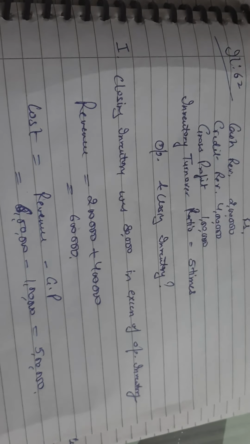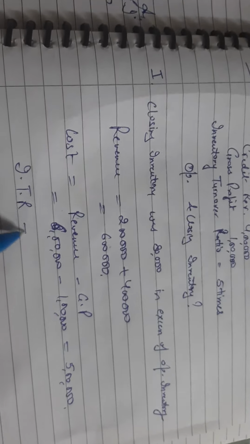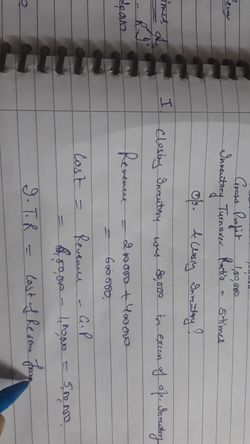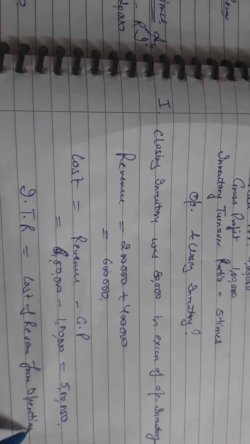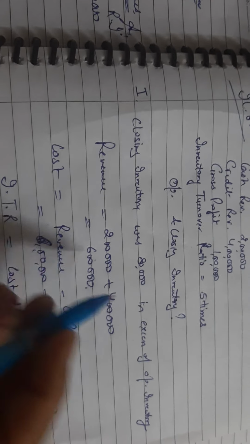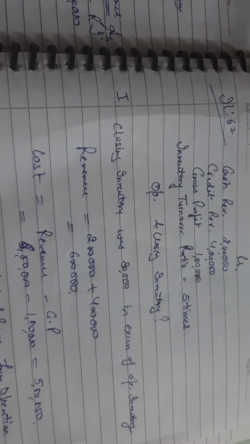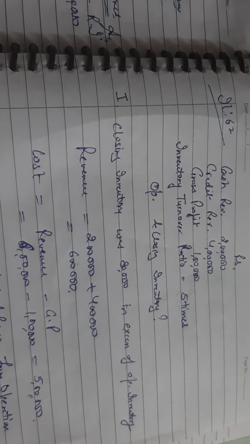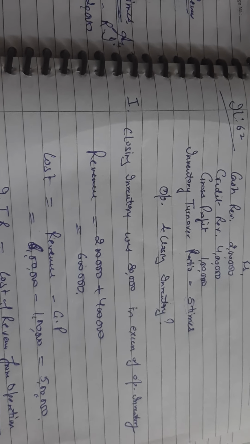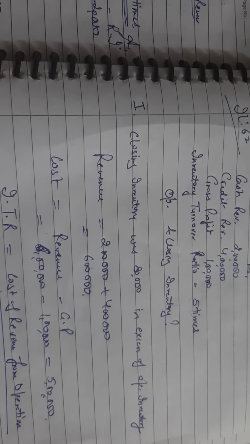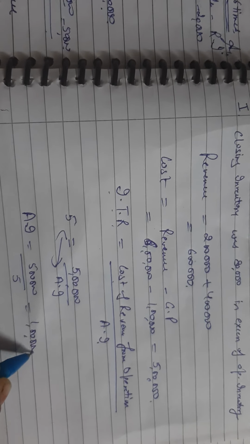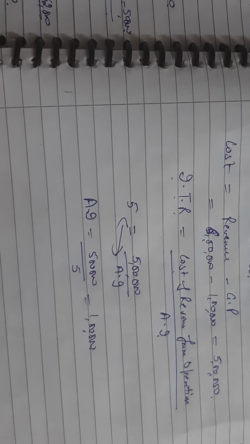Clear? Now inventory turnover ratio का formula है cost of revenue from operations divided by average inventory. Now we have given the inventory turnover ratio, that is 5 times. So we will put the inventory turnover ratio 5. Cost we found 5 lakh, and now we have the average inventory. So by changing this average inventory, we have 5 lakh divided by 5, that is 1 lakh. So we have the average inventory 1 lakh.